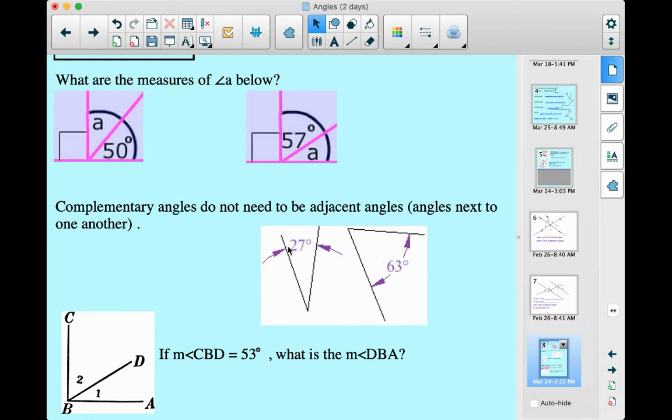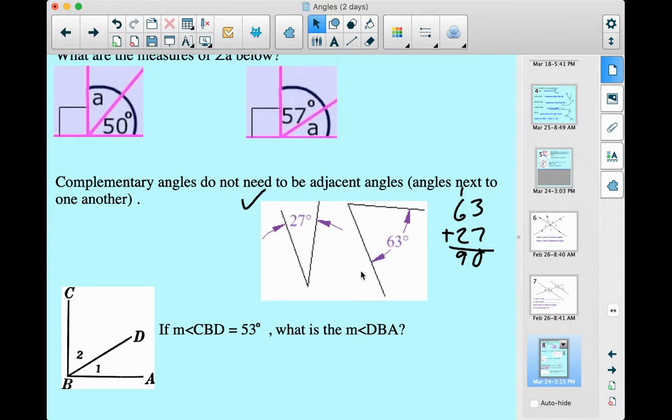So if I look at these two angles, which are completely separate, this one is 63 degrees. This one is 27 degrees, both acute angles. If I add those together, 63 plus 27, I do get 90. So this is another example of complementary angles. Even though they're not touching, they're complementary because they add up to 90 degrees.